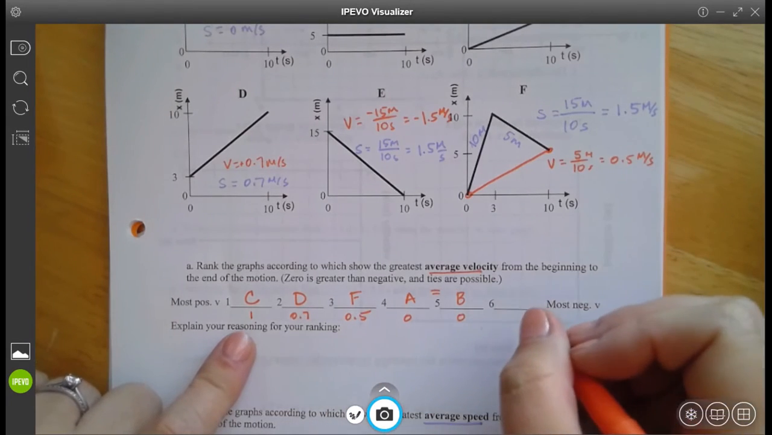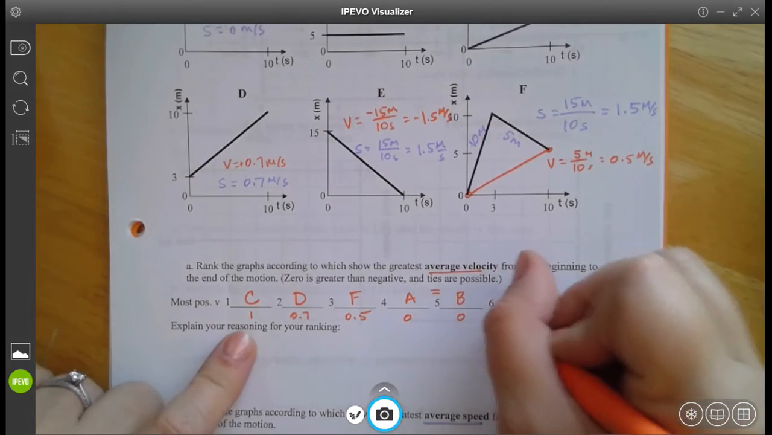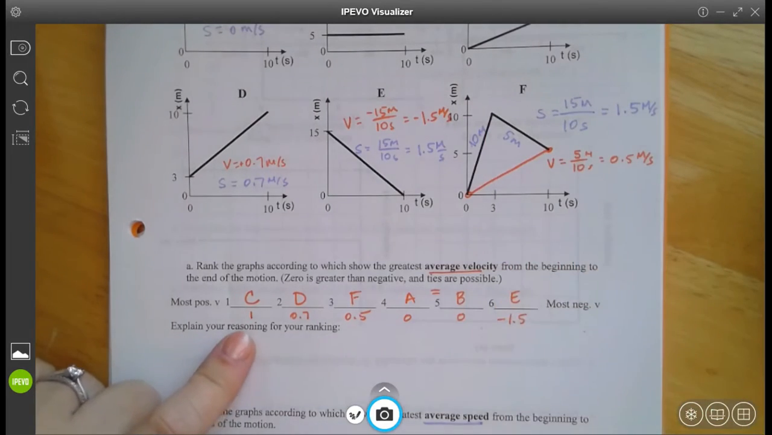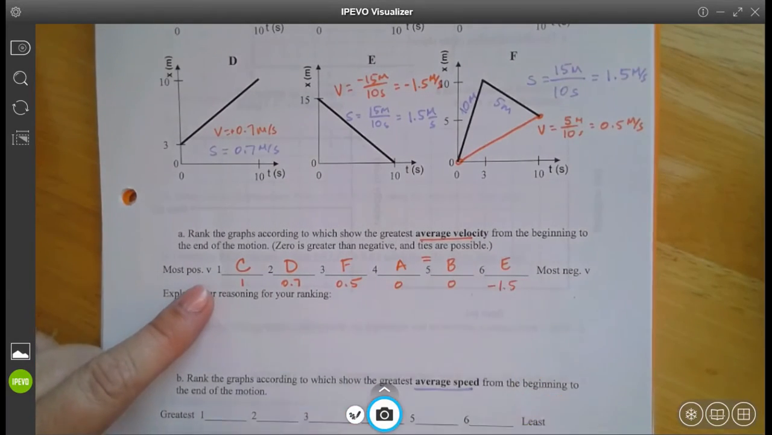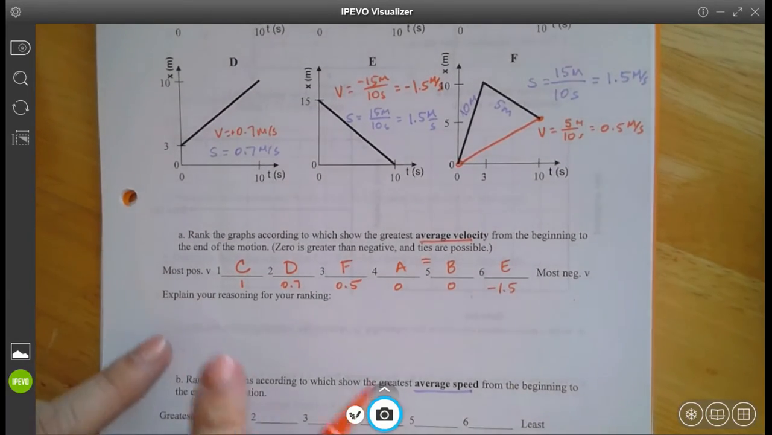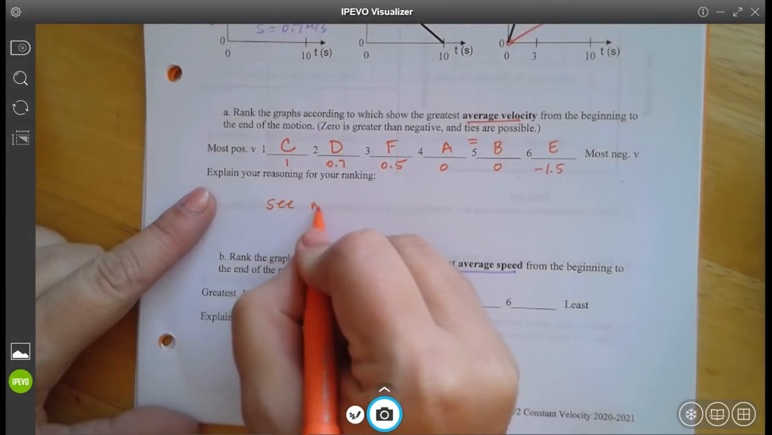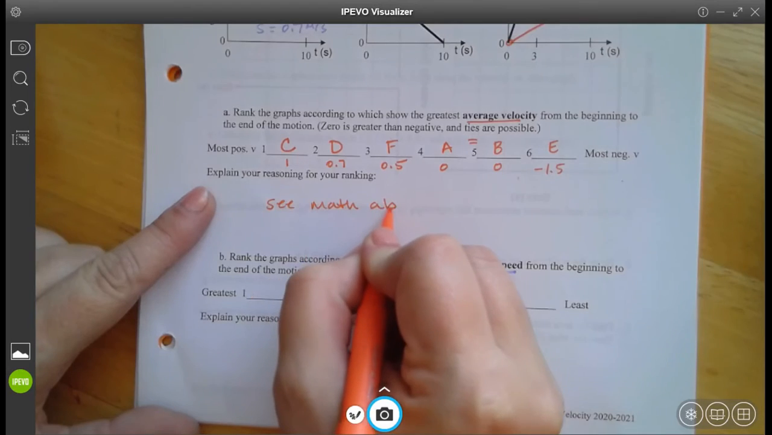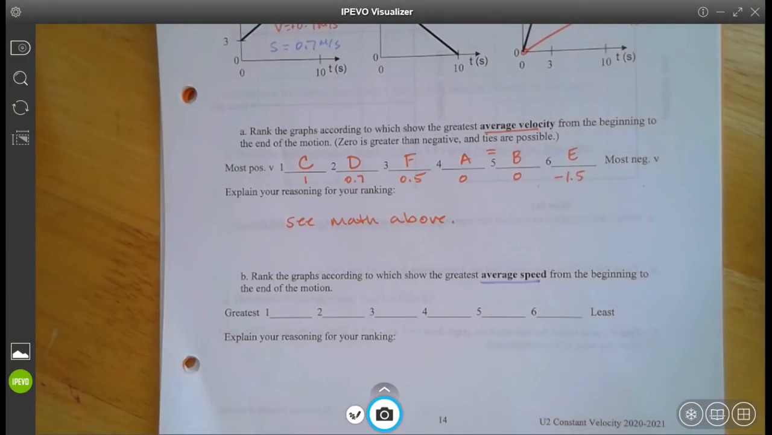My last one is going to be E. E has a negative 1.5 meters per second velocity. So there we go. C, D, F, A and B are equal, and then E. Explain my reasoning. See math above. I've told you guys, math works as reasoning in physics class. You don't have to write an essay there that explains to me how you know how to do that if you're showing me your work.